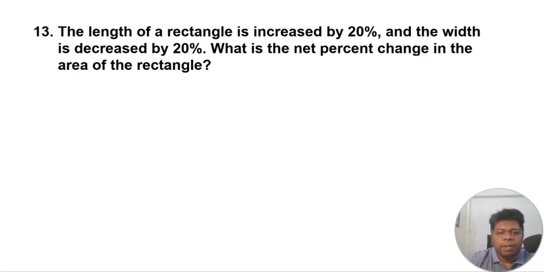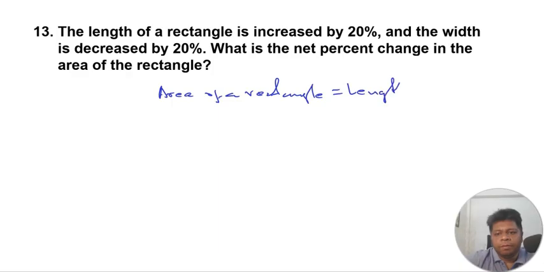The length of a rectangle is increased by 20%, and the width is decreased by 20%. What is the percent change in the area of the rectangle? First of all, area of a rectangle is length into width. Remember this. Now say we are assuming this as L and this as W. So currently this is the area.